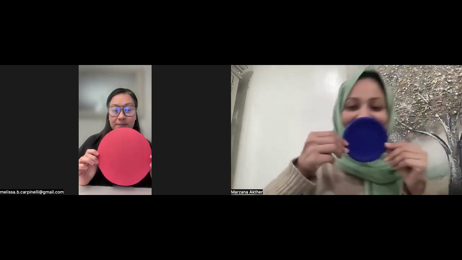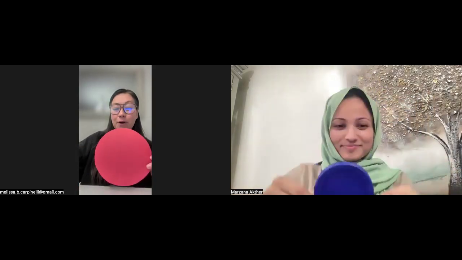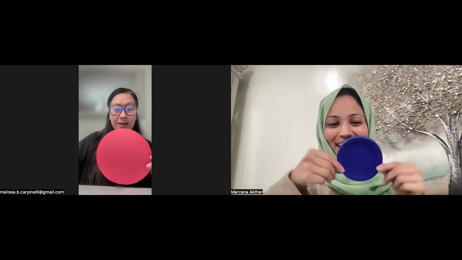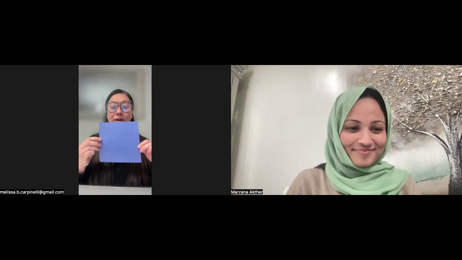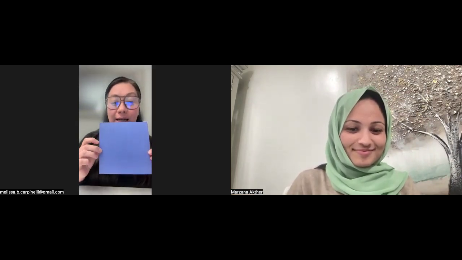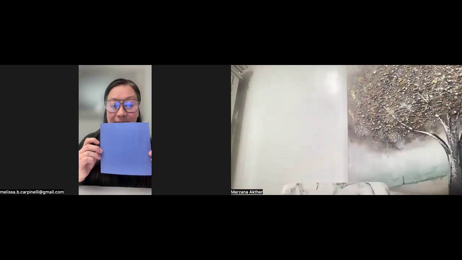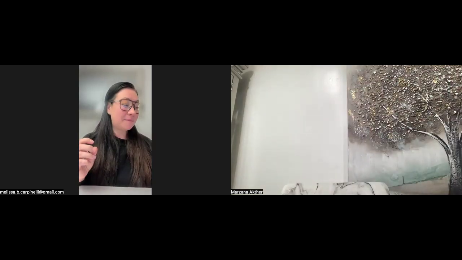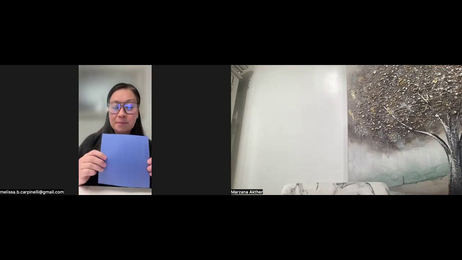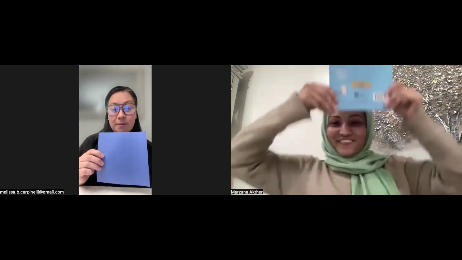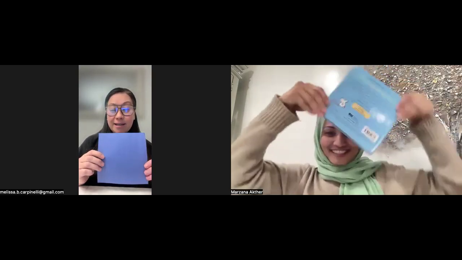I found this. Perfect. It's a cap. That is the perfect circle right there. Yay, awesome. And what about square? Is there anything that you see in your house that looks like a square? Yes, I can find a square now. Found it. I found it. A book. Yes.